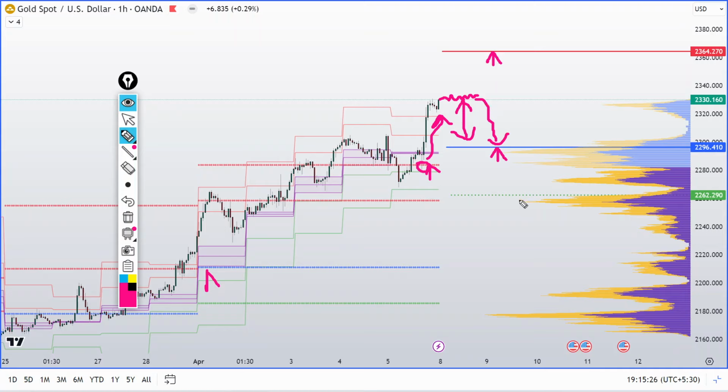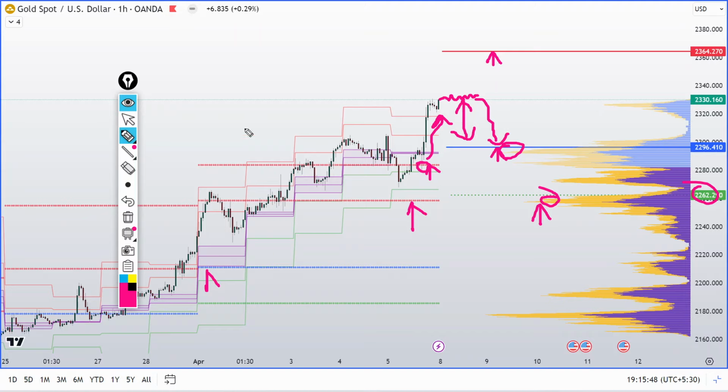On the lower side, this high volume node, which is around the previous week's resistance 2, is currently a support level, and it is around the 2262.65 area. So these two levels are the major support on the 1-hour or intraday time frame that we have to watch carefully.